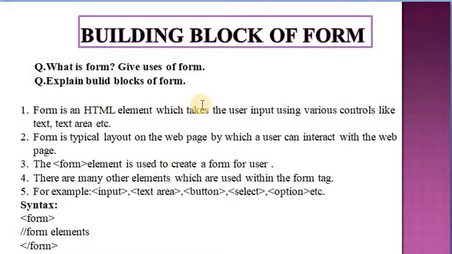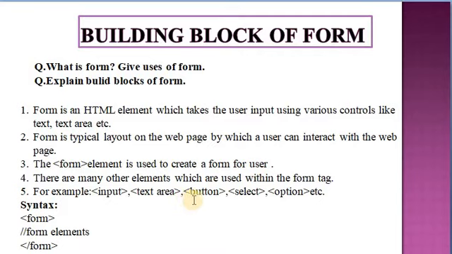The answer to this question is, form is an HTML element which takes the user input using various controls like text and text area. The typical components of a form are text, text area, checkbox, radio button and push button. These components of a form are also called form controls or controls. And the form is a typical layout on a web page by which a user can interact with the web page. The form element is used to create a form for a user.